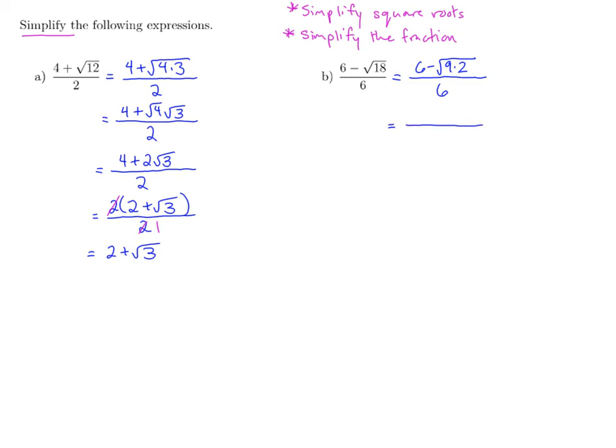Now that we've broken that apart into the square root of 9 times 2, we can apply the multiplication property for square roots. So this will become 6 minus, and then instead of that square root of the product of 9 times 2, we'll write the square root of 9 times the square root of 2. And that whole thing is divided by 6.